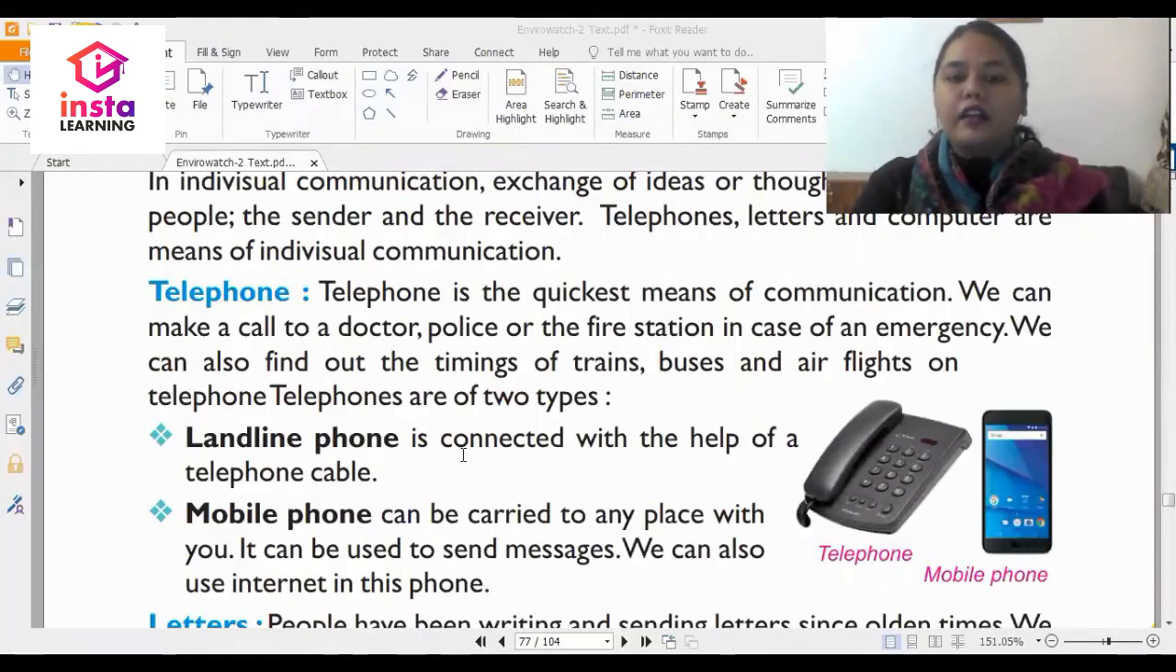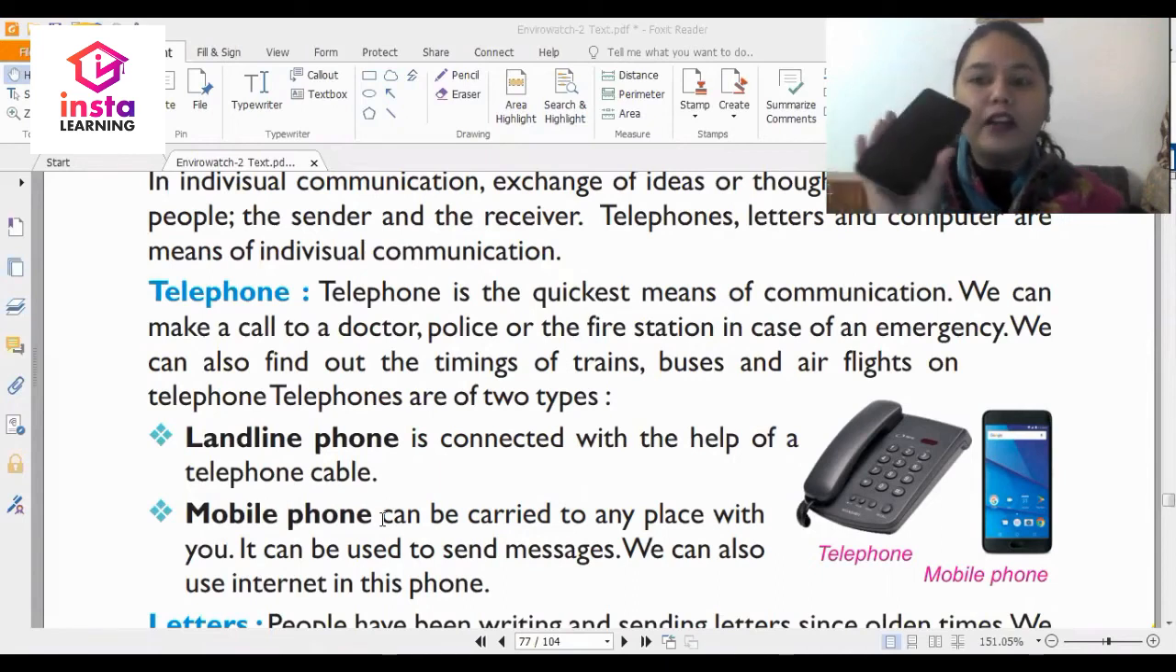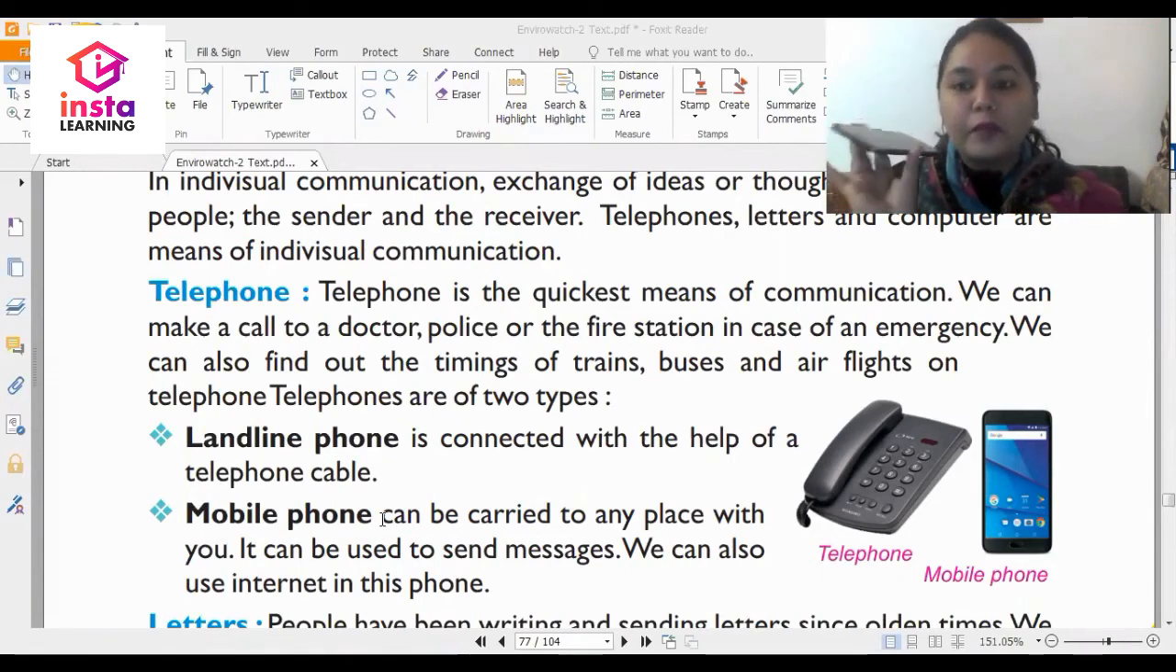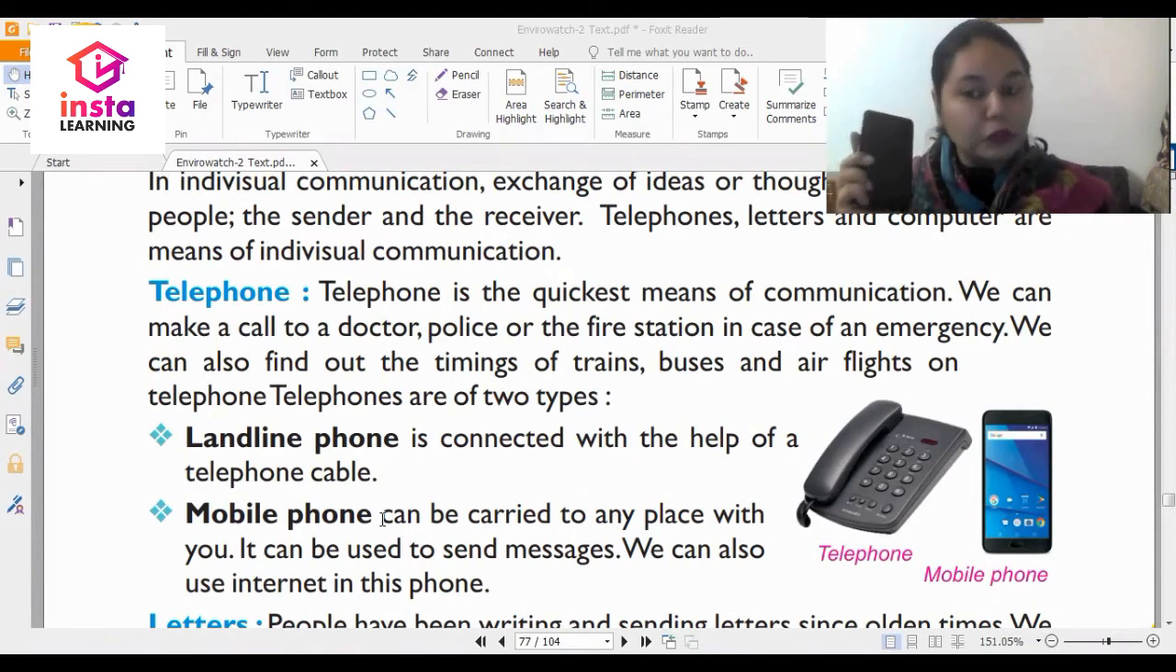Then it says landline phone is connected with the help of a telephone cable. Mobile phone, it can be carried to any place with you. So here is my mobile phone, right? But you should avoid using them for long hours, all right? And you're too small to use mobile phones. So mobile phone can be carried to any place with you.